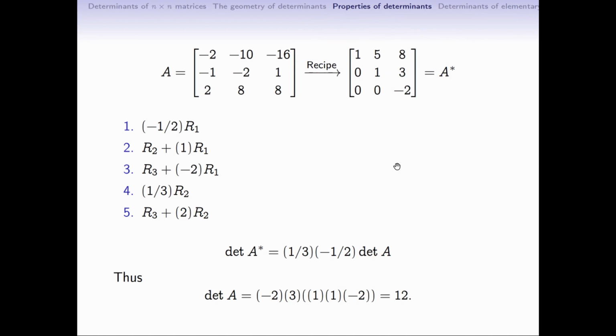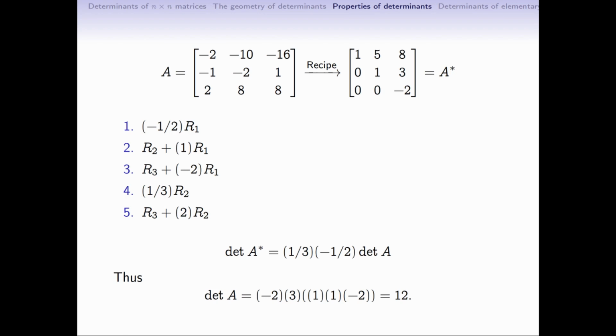Now, here's the specific recipe that I used. In step 1, I took -1/2 times row 1. That's a type 1 operation. In step 2, I did a type 3 operation. I took 1 times row 1 and added it onto row 2. In step 3, I took -2 times row 1 and added it onto row 3. In step 4, I did another type 1 operation. I took 1/3 of row 2. And finally, in step 5, I did another type 3 operation, 2 times row 1, added onto row 3.